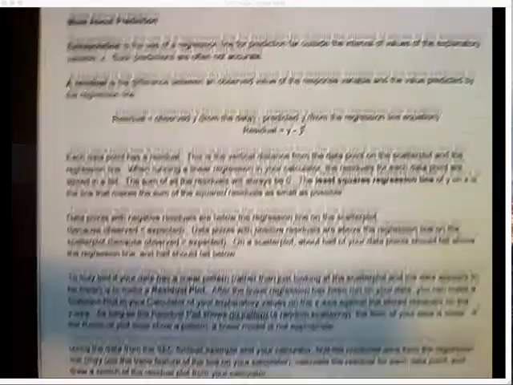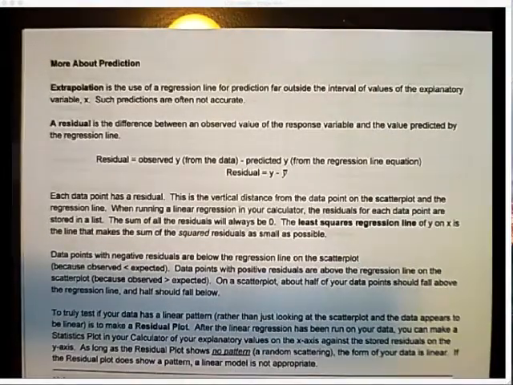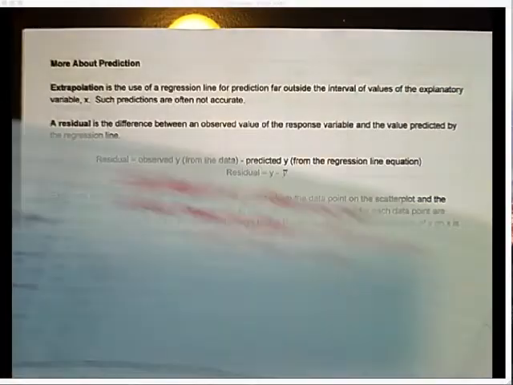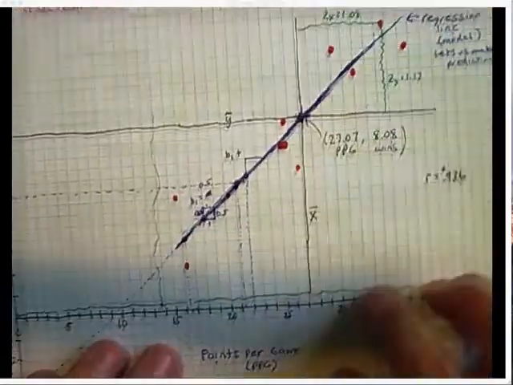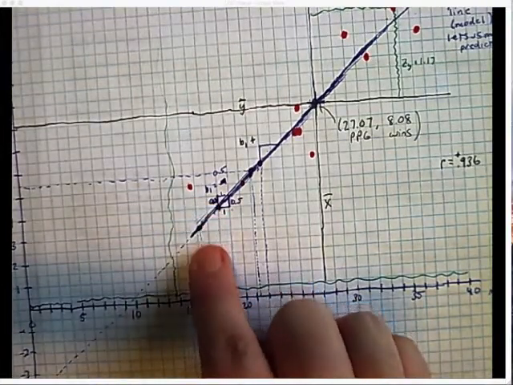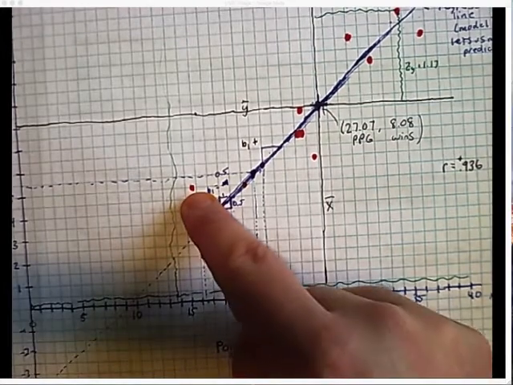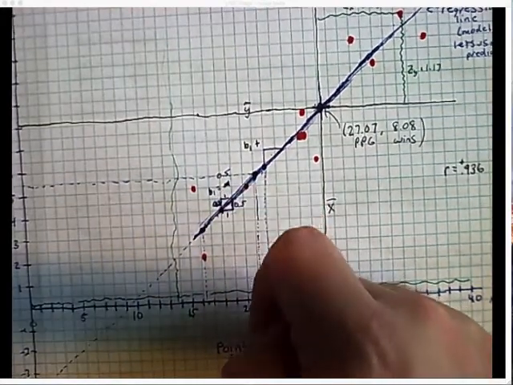More about prediction. It says extrapolation is the use of a regression line for prediction far outside the interval of values of the explanatory variable. Such predictions are often not accurate. So going back to our football example, here's our football example. The team that scored the least amount of points per game only had about 15.8.